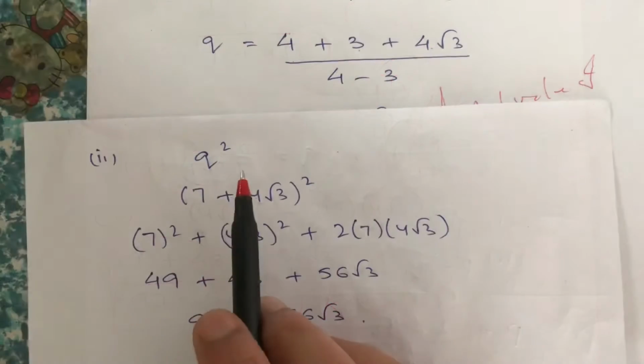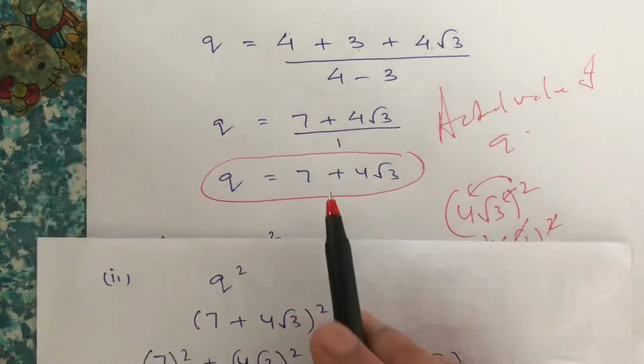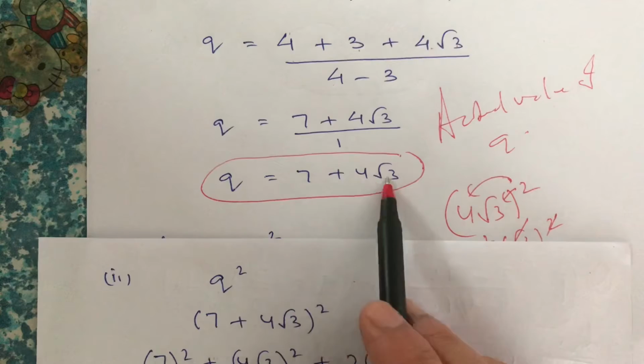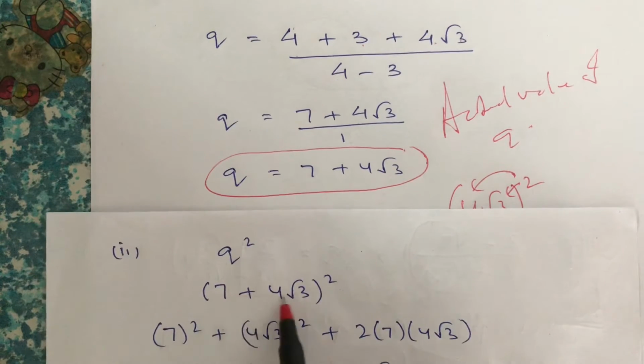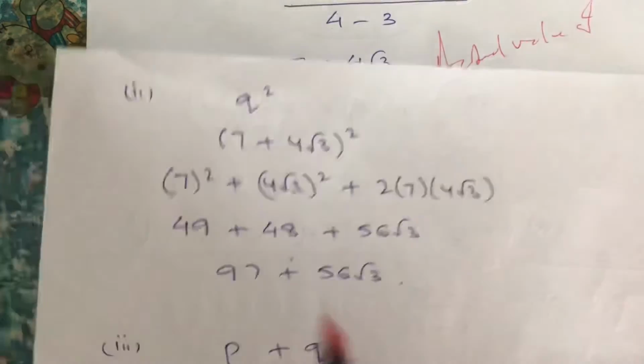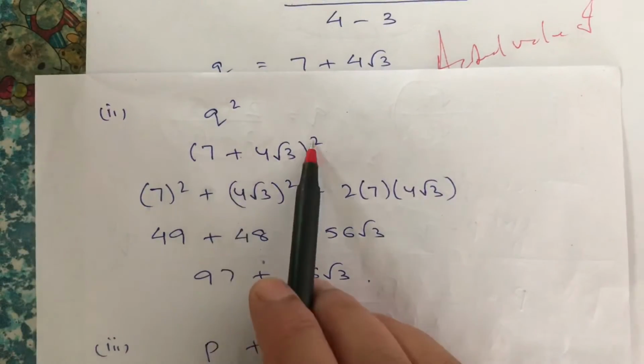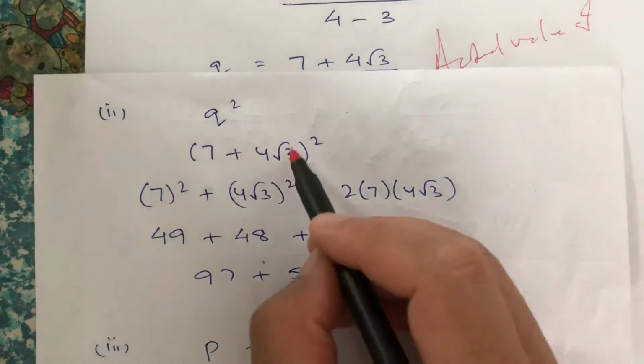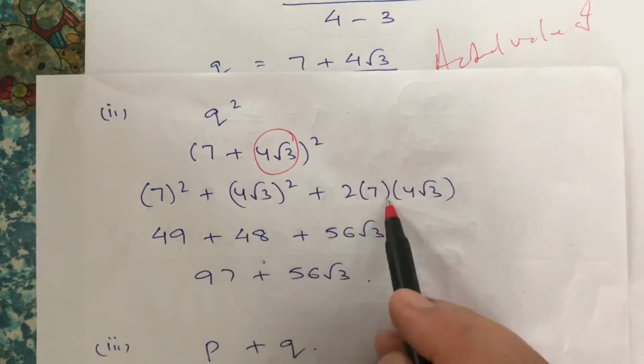Okay, now the second question says find q squared. Now q, we have already got as 7 plus 4 root 3. So that is what I put over here, 7 plus 4 root 3. And it says square, so I do a square. And again, this is like p only, but there is a plus in between, so we'll have to use the first formula. First squared plus the second squared plus 2 into first into second.